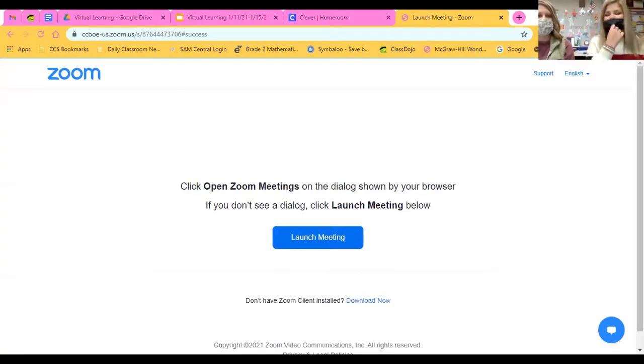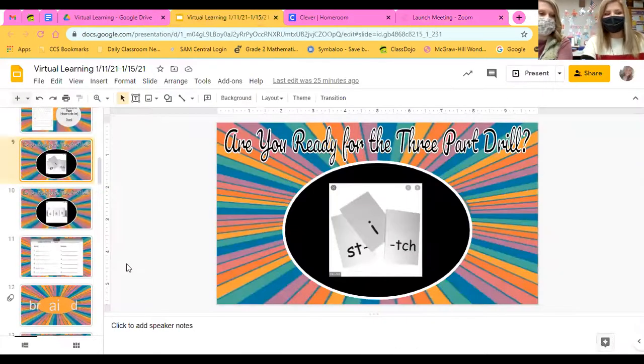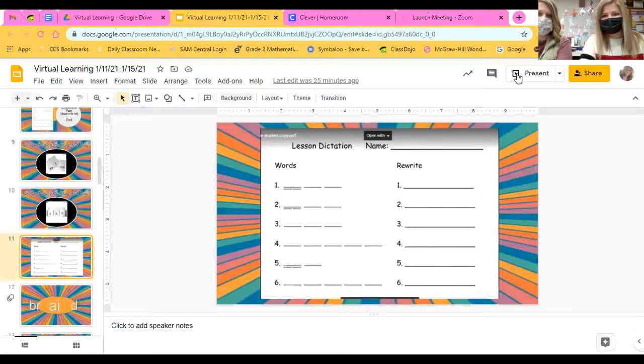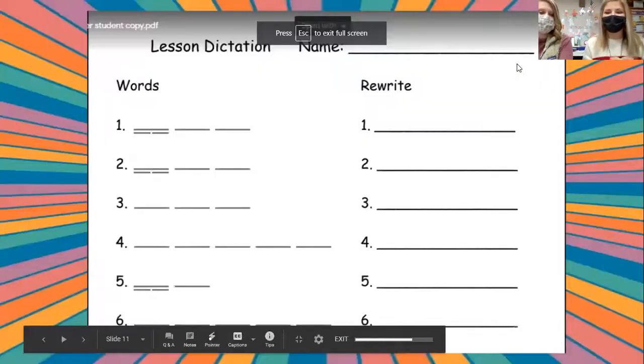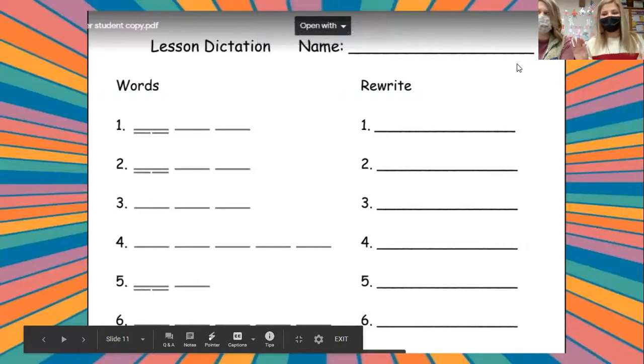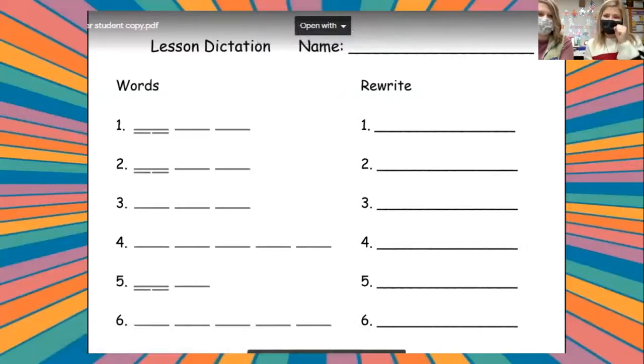The next thing you're going to need is your lesson dictation paper and a pencil. So this week, guys, we are learning about the AI and AY vowel teams. So you are going to hear the A sound because when two vowels go walking, the first one does the talking. So let's look at our lesson dictation paper. When you have AI, you're going to hear it in the middle of the word. And when you have AY, it's going to be at the end of your word. So let's look at number one.